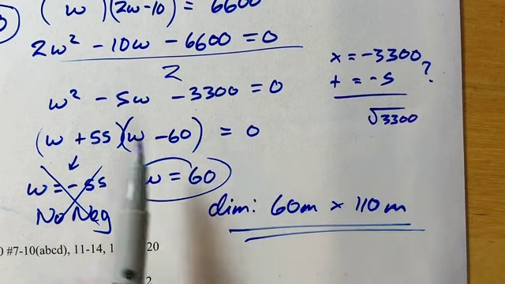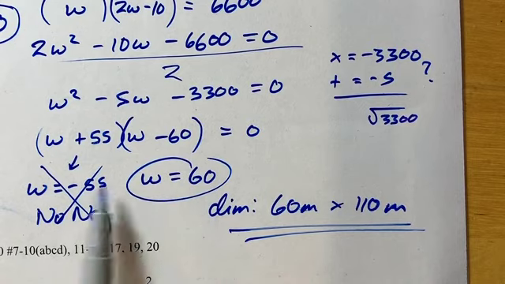That's really, really common. With a quadratic, you get two different answers, right? Quite often you want to throw one away. Same as what we did up here.